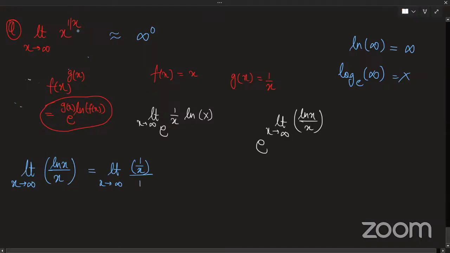So which form does this become now? If x is tending to infinity, where is my 1 by x tending to? 0. So which form is this? 1 by x whole divided by 1, that is 0 divided by 1. Is it an indeterminate form? No, it is not an indeterminate form. So obviously its value is 0.